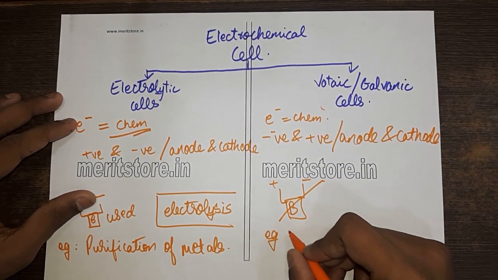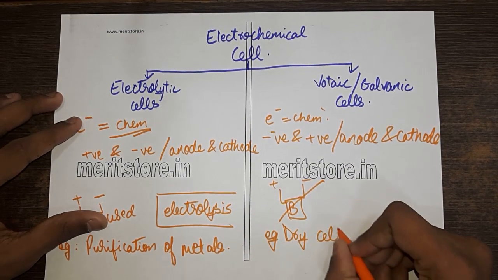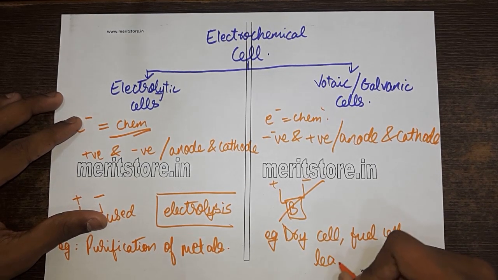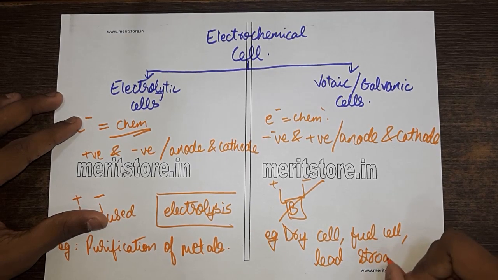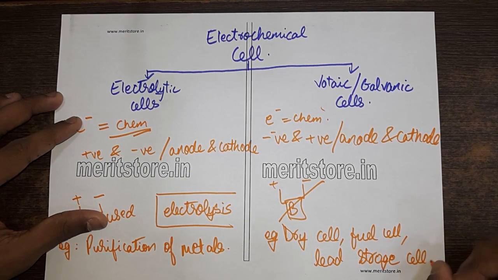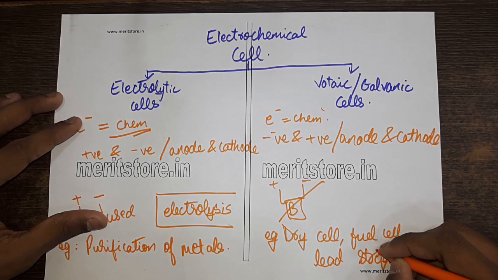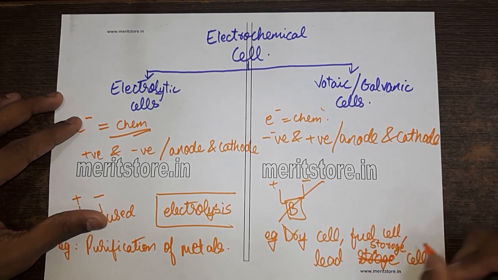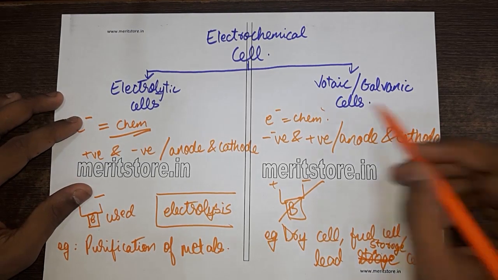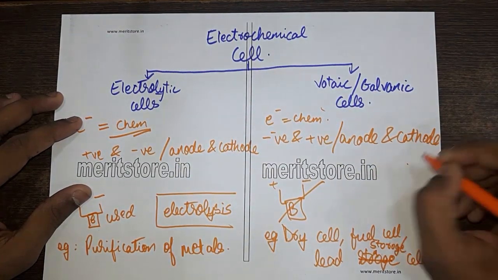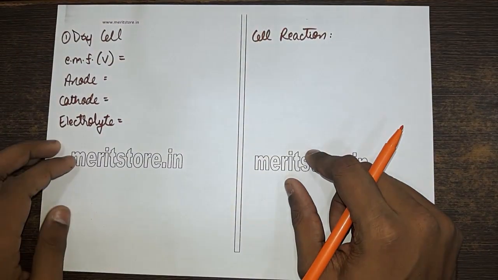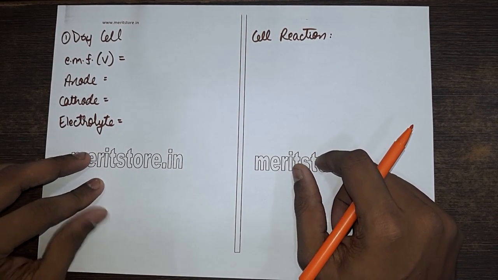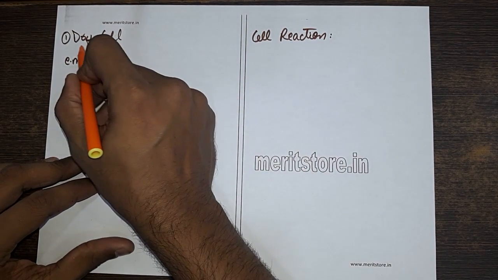Examples for this could be a dry cell, a fuel cell, or a lead storage cell. These are the electrochemical cells. We are now going to see different types of cells and batteries. The first one is a dry cell.